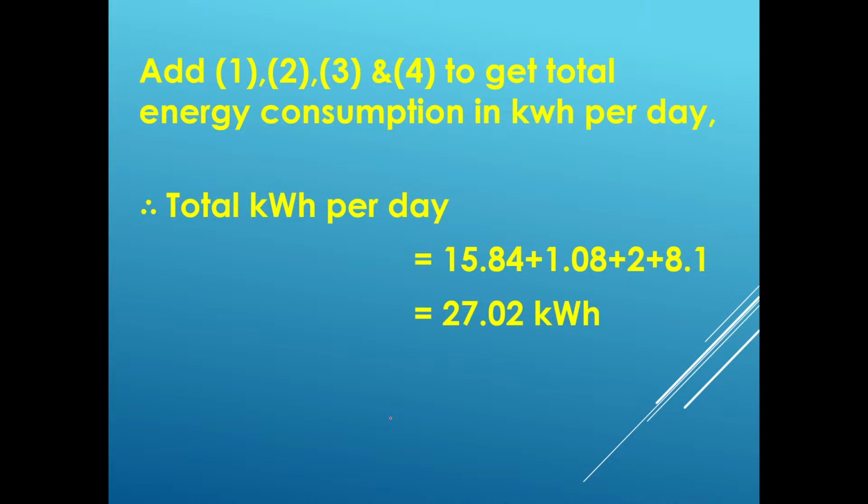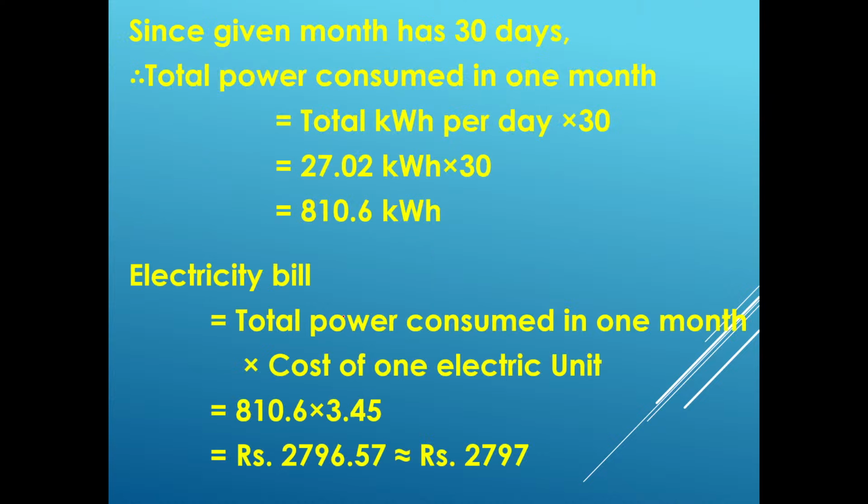This is for one day. Now we have to calculate for 1 month. In the question itself, they have mentioned 30 days. So the total power consumed in 1 month is the total power consumed in 1 day into 30. That's it. Total power consumed in 1 day is 27.02. Into 30, you will get 810.6 kilowatt hours.